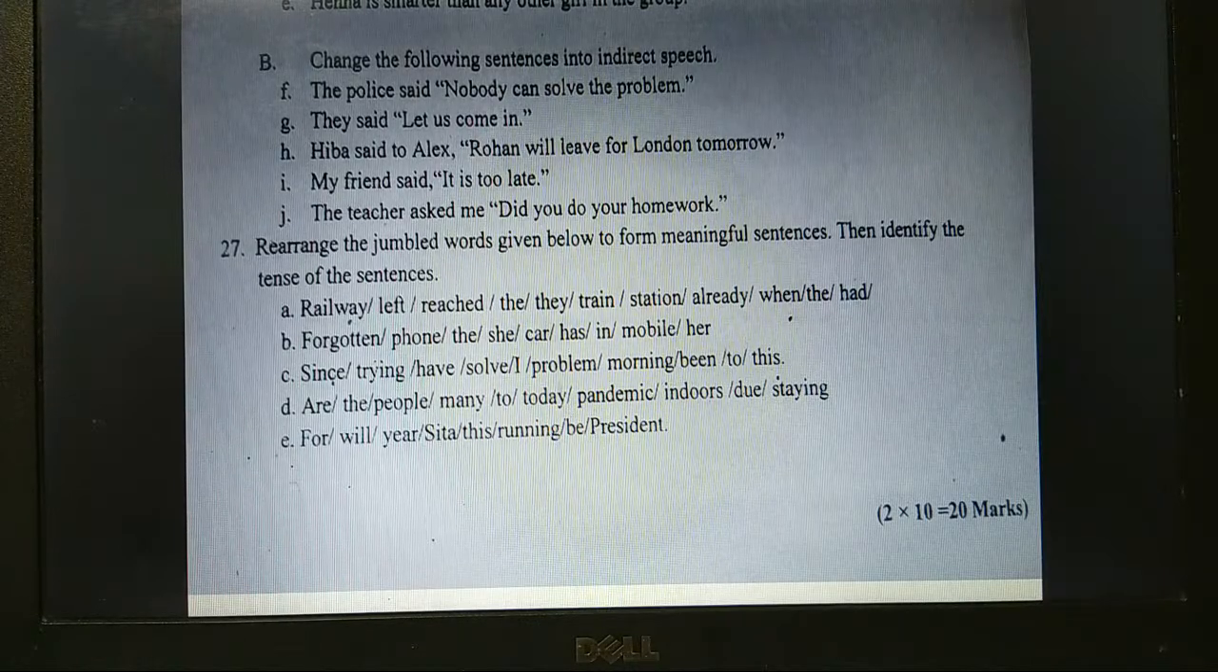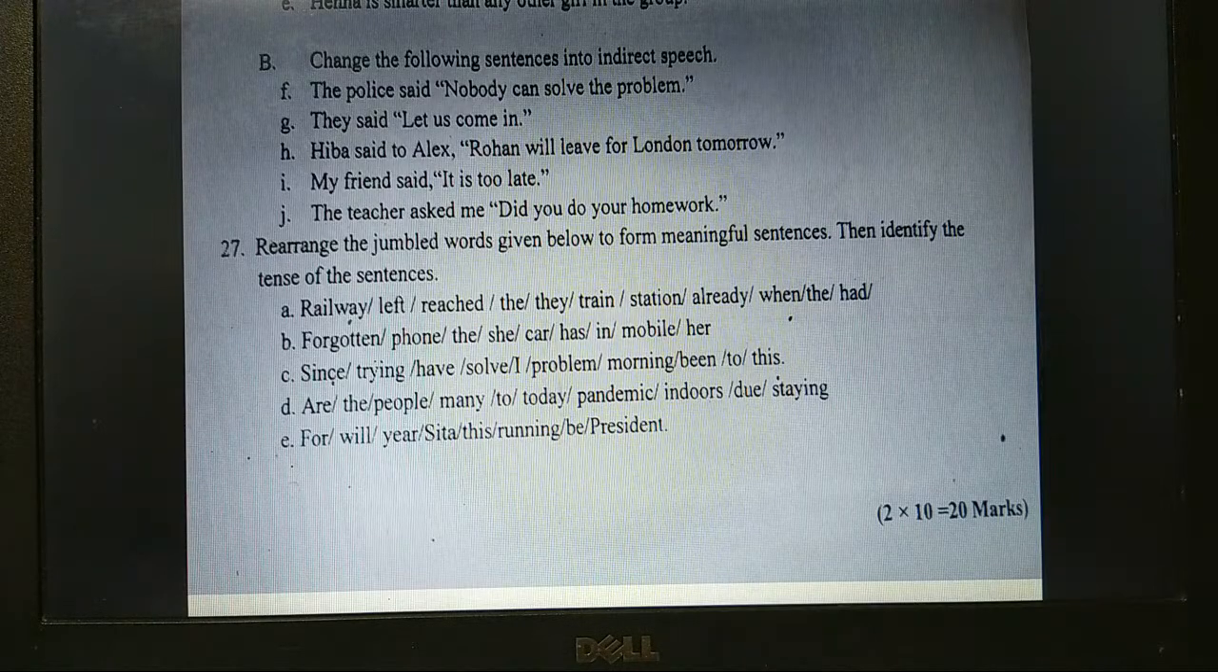J. The teacher asked me, did you do your homework? The answer. The teacher asked me if I had done my homework. Look at that. The teacher asked me. This is already in the past. So if the reporting verb is in the past, the reported speech will go double time into past, right? So the teacher asked me if I had done my homework.